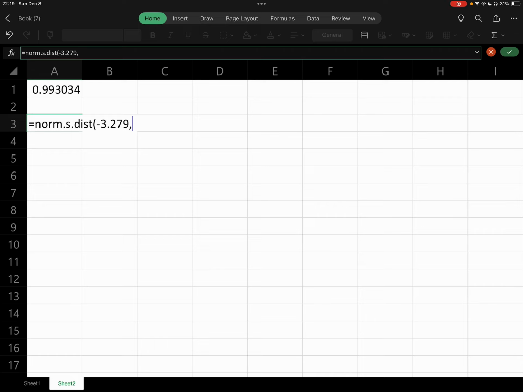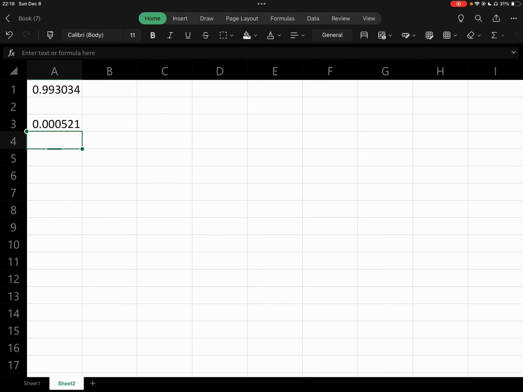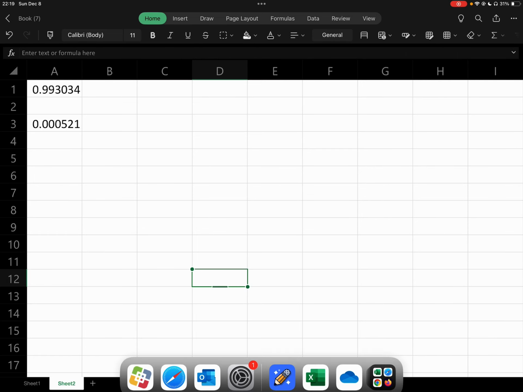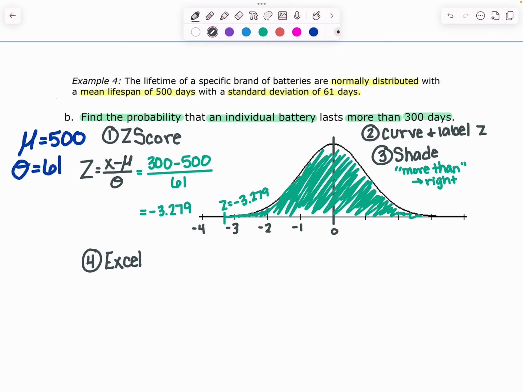If we put in true, it's going to give us the cumulative probability. So it's going to give us everything to the left. 0.000521. Well, that doesn't look right. Oh wait, I'm in Excel. I clicked on the wrong thing. 0.00521. Okay, let's see.